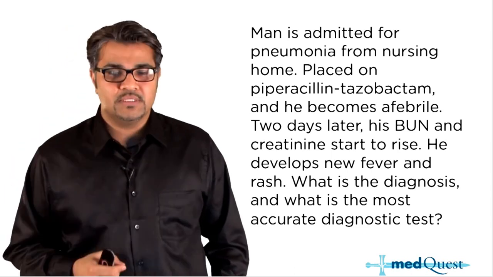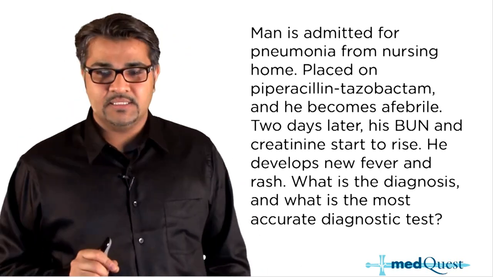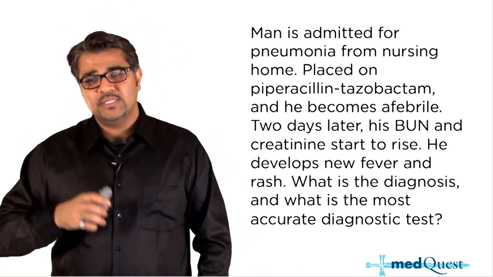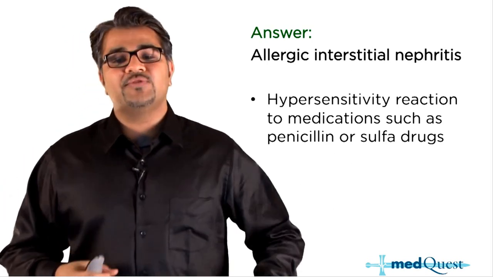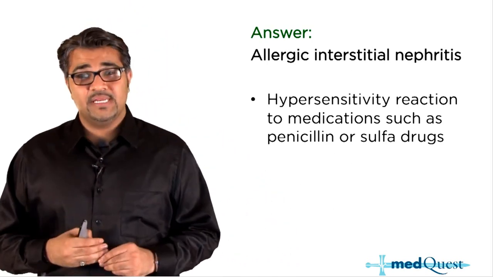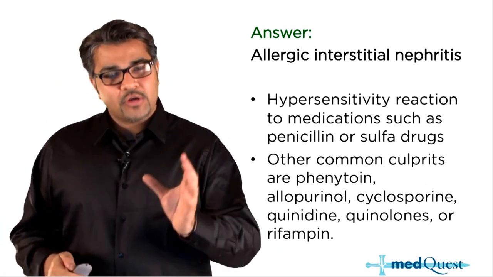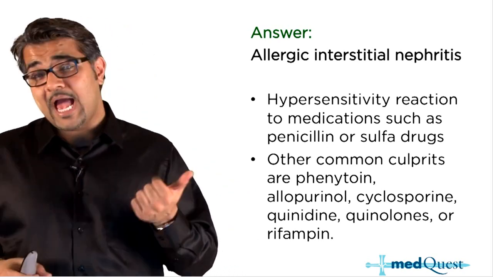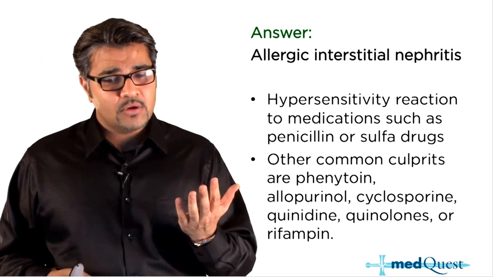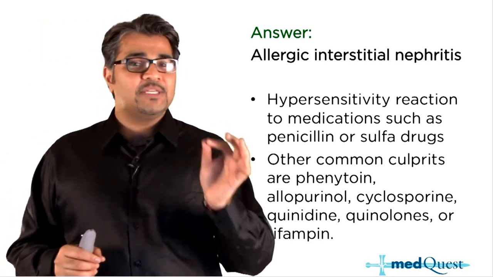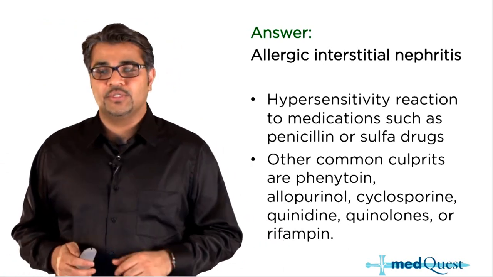But what's the diagnosis? And what is the most accurate diagnostic test to find out what is going on to this guy's kidneys and why is he having fevers and what is this rash from? The answer? Allergic interstitial nephritis. That's right. He had a hypersensitivity reaction to mediators, the most common being penicillin or sulfur drugs. Now, other common culprits are phenytoin, allopurinol, cyclosporin, quinidine, quinolones, or rifampin. Remember, rifampin is not just known for orange urine. It's also known for allergic interstitial nephritis.